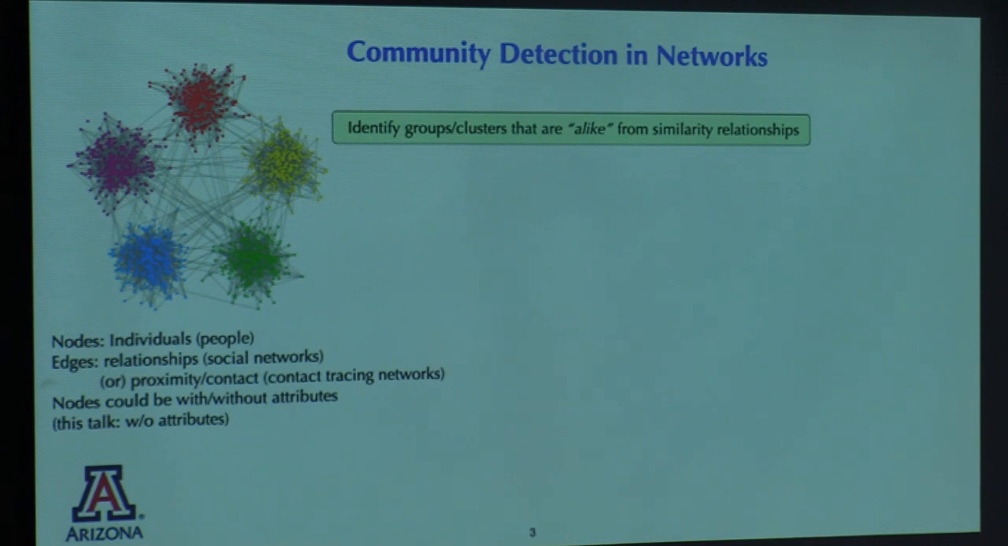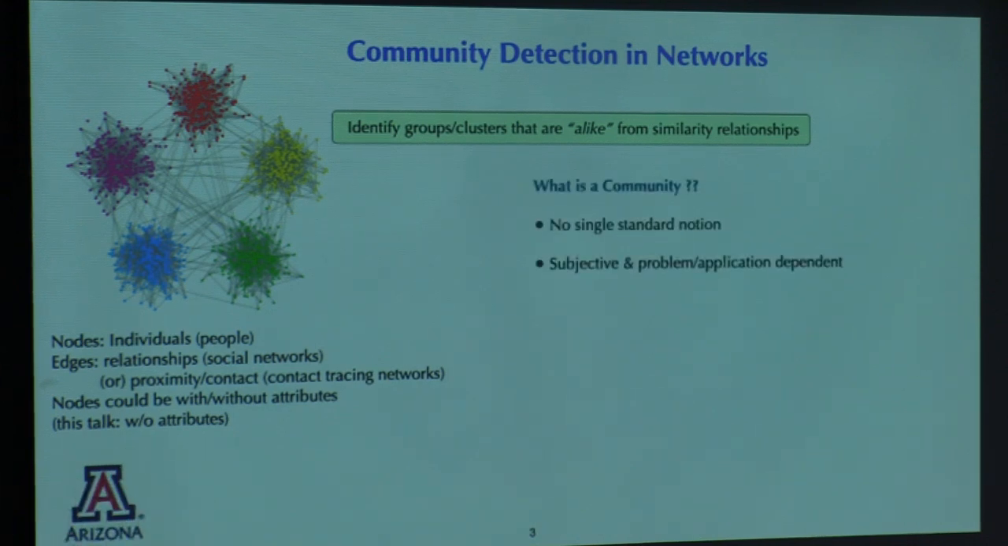So what do we mean by community detection? Roughly speaking, it corresponds to the problem of identifying groups or clusters that are alike or similar from similarity relationships. So if two people or two groups of people like similar things, then they will be clustered in a similar group. As you can imagine, what is the mathematical definition of community? There is no single standard definition because it's a subjective notion, and it very much depends on the underlying problem and application.